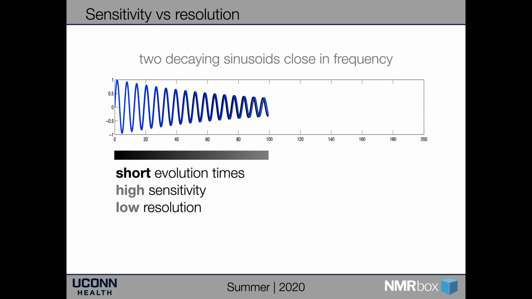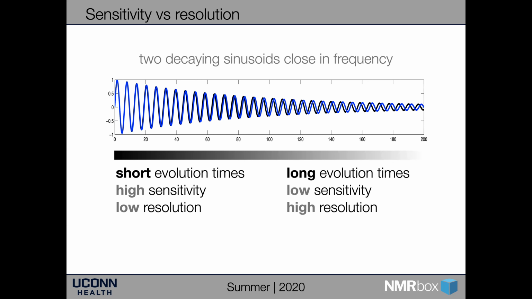We've already seen a couple variations of this slide today, but we'll still touch on the topic again. So if we have two decaying sinusoids that are close in frequency, here we have a blue signal and a black signal. If we sample this only through the short evolution times, we're going to have a very high level of sensitivity because the intensity of this signal is very large at these low evolution times. But we're going to have a very low resolution. We can barely resolve the difference between that black and blue decaying sinusoid pair. At the very tail here, we can just barely start to see that difference.